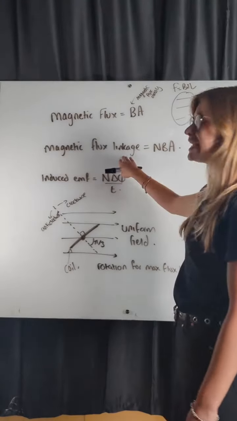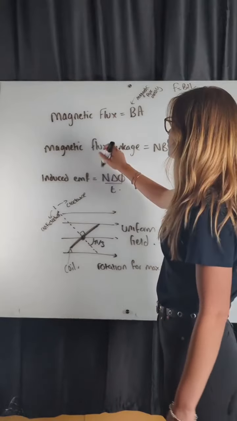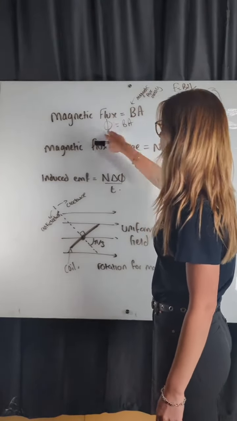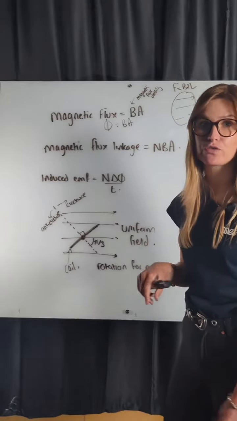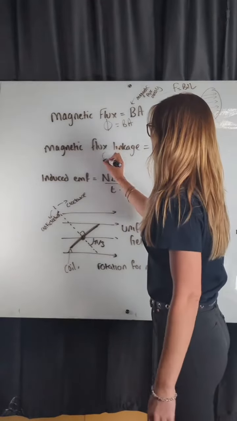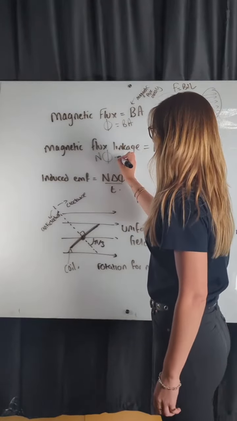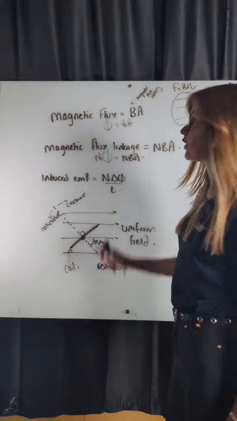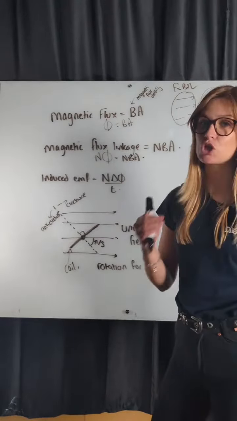Magnetic flux linkage has got N in it. So magnetic flux is represented by that symbol, which is B times A. We recognize it because it's also used for a work function in paper 1. Magnetic flux linkage is N times B times A. So the only difference is, now we're multiplying by N, the number of turns of coil.